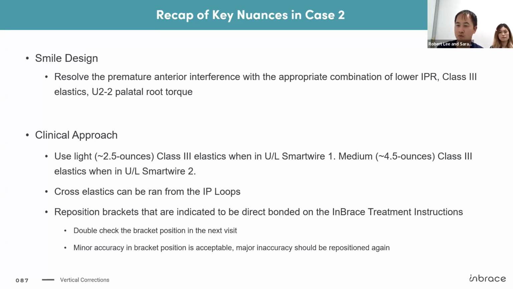And then just always remember to reposition your brackets that are indicated to be direct bonded on your InBrace treatment instructions. Always double check the bracket position in the next visit. And as long as it's just a minor inaccuracy, you can go ahead and move forward with it. If it's very far off to one side, mesial or distal, then you should reposition it again.